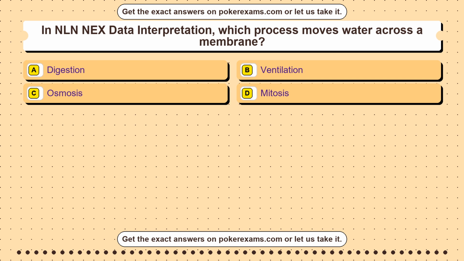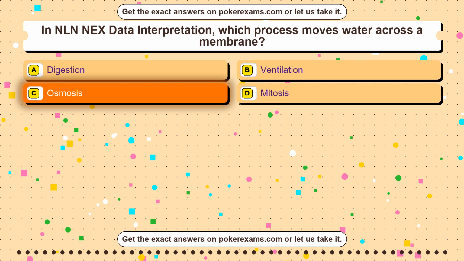Question 23. In NLN NEX Data Interpretation, which process moves water across a membrane? Option A, digestion. Option B, ventilation. Option C, osmosis. Option D, mitosis. The correct answer is option C.